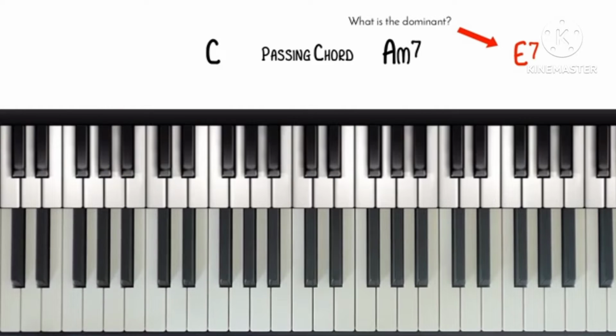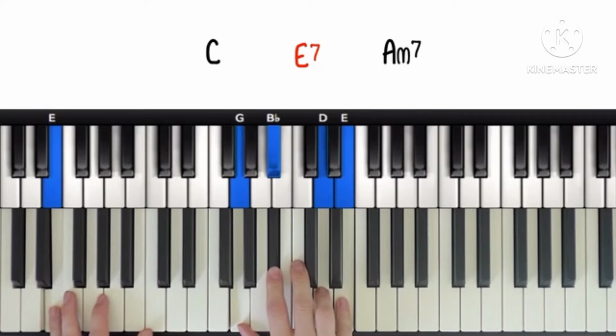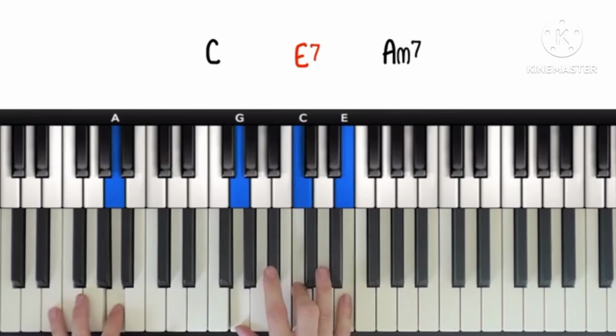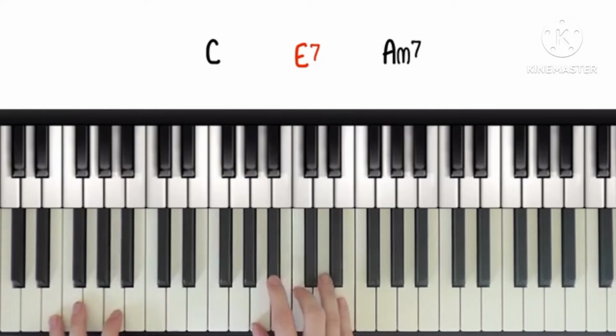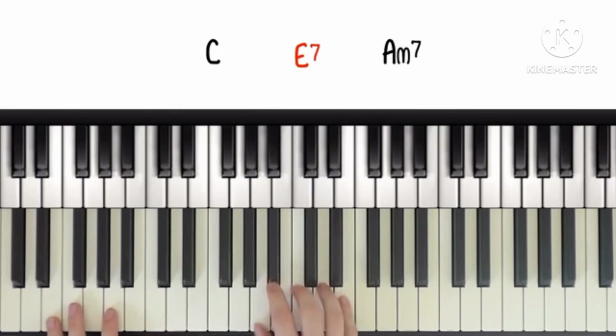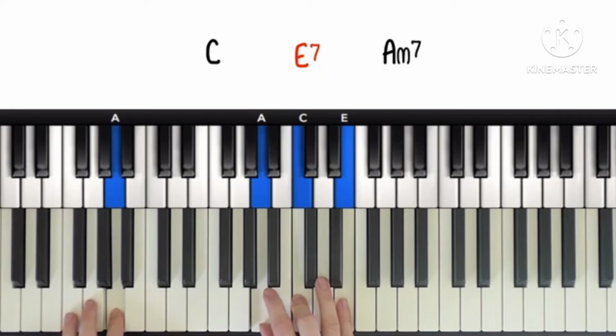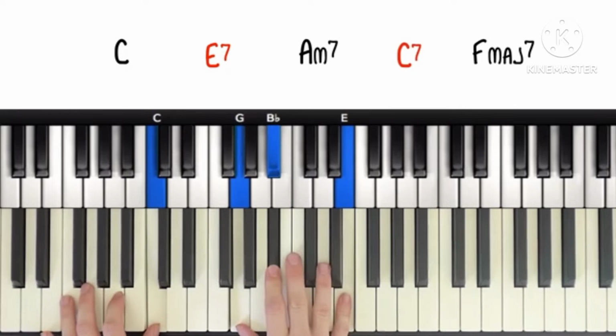So therefore we could play our C chord, and before going to the A minor we add in our passing chord, E7, which takes us nicely to A minor. And if we wanted to get to, say, an F major 7 chord from here, we play the dominant 7 chord, which resolves to F. So that would be a C7, and then we can play our F major 7 chord.